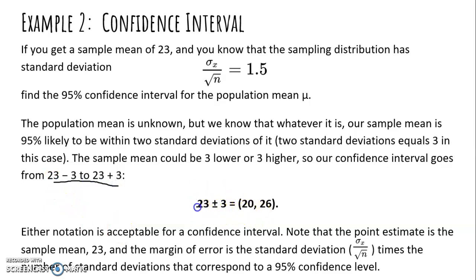We can write it this way, or this way, really, with the plus minus, or we can write it this way. Either is acceptable for a confidence interval. The point estimate is the sample mean, and the margin of error is what we found, the 3 and the -3. Basically, the way you find that normally is you take the standard error, which is the standard deviation over the square root of n, and you multiply it times the number of standard deviations that correspond to whatever the confidence level is.